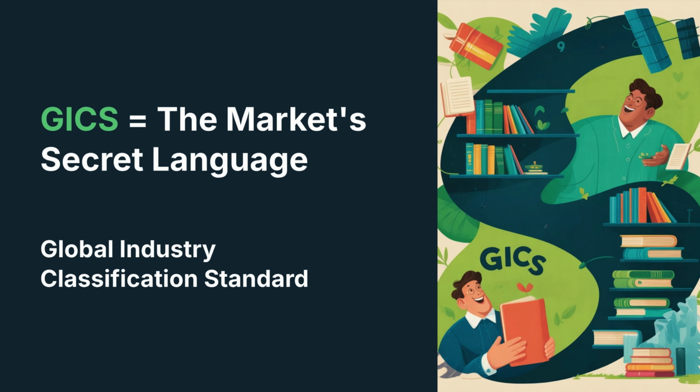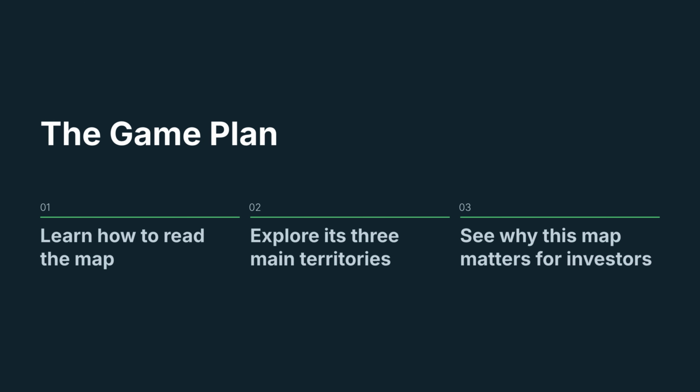So here's our game plan for today. First, we're going to learn how to actually read this map. Then, we'll explore its three main territories: the needs, the wants, and the foundation. And finally, we'll see why this map is such a crucial tool for any investor.